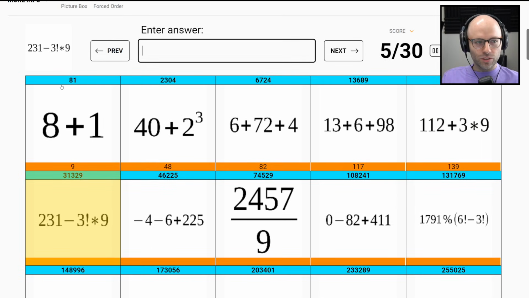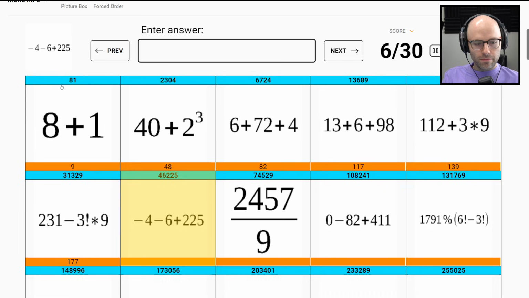Here we go. Square root of 31,329. It's pretty simple. It's 231 minus 45. Sorry, minus 54. It's 167. No. Give me a second. Just let me think about it for a second, okay? 231 minus 6 times 9. It's 54. 177. Minus 4 minus 6 plus 225. It's 215.